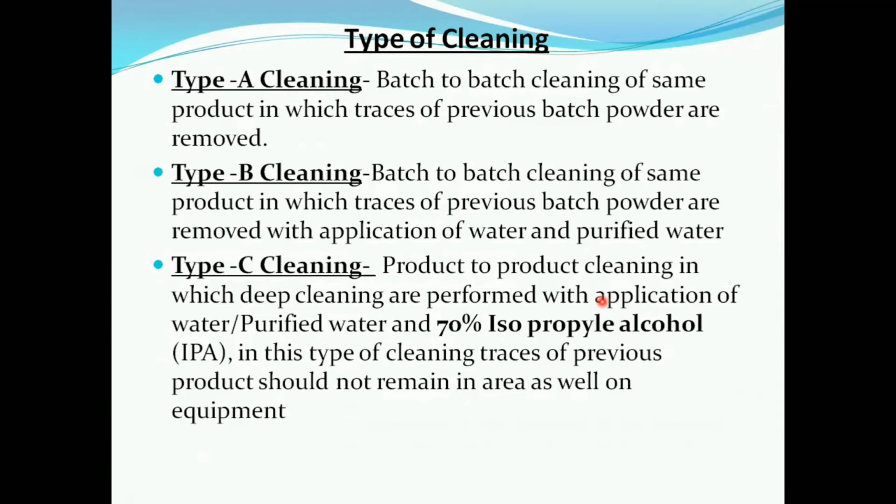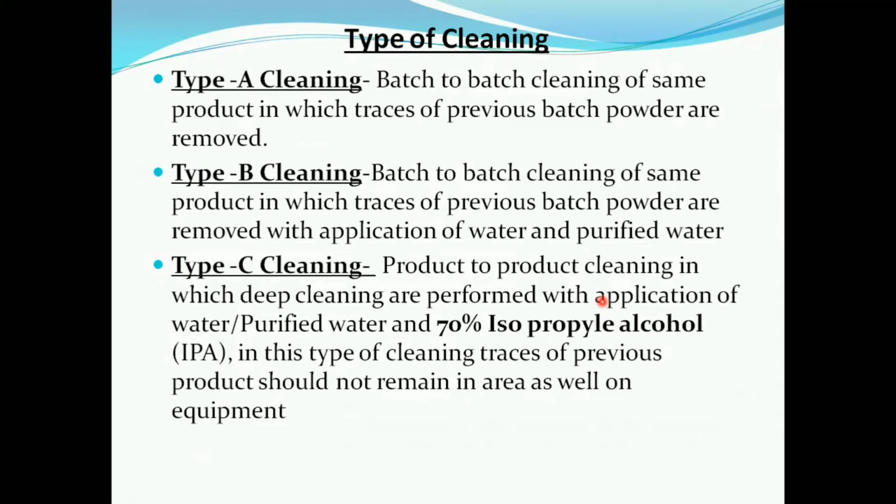Then type C cleaning, product to product cleaning in which deep cleaning is performed with the application of water or purified water and 70% isopropyl alcohol, that is IPA. In this type of cleaning, traces of previous product should not remain in the area as well as on equipment.